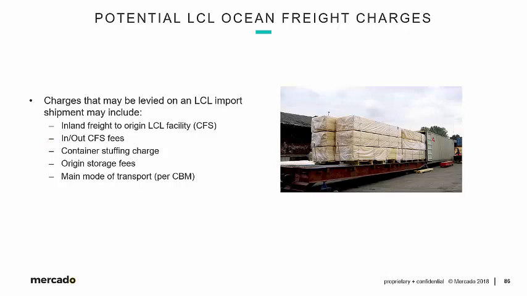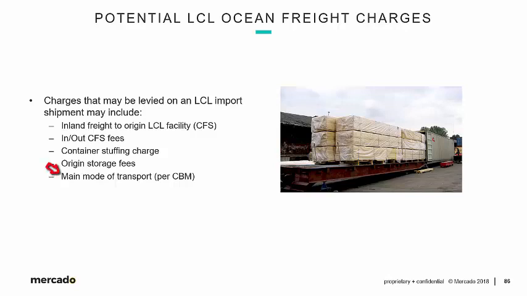Any origin storage fees. It's not entirely out of the question for a vendor to move goods into an LCL facility and have them sit there for a week or two. Maybe the vendor missed the sailing and it has to sit for a week or even longer. There could be some storage charges for that. These CFS facilities are not set up for long-term storage, so the charges could be higher to motivate vendors and importers, for that matter, to get goods moving.